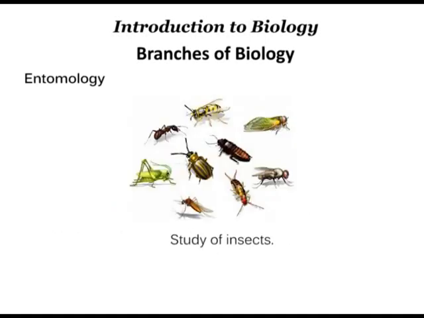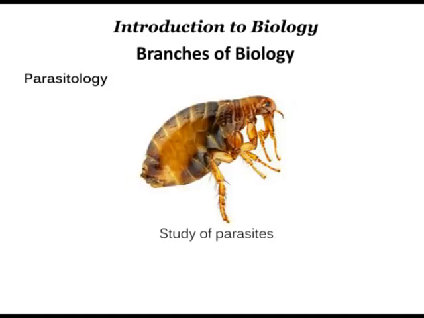Entomology is the study of insects. We shall learn about the economic importance of insects, their life cycles, and also their role in pollination, decomposition, and also as vectors of disease spread. Parasitology is the study of parasites, and these are organisms that live in or on the bodies of other organisms and obtain nutrients from them, eventually causing harm. We learn about their life cycles, their hosts, their economic importance, including disease spread.